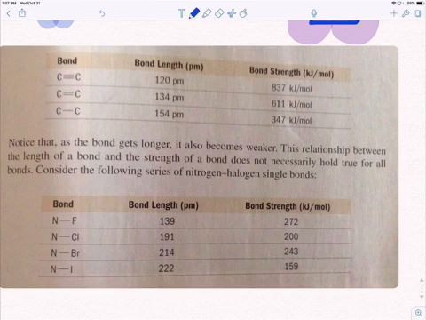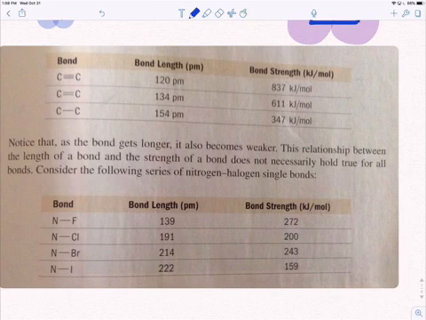But of course, what would class be if I didn't say something and then just contradict myself right after? And that's what I'm going to do right now. There are some exceptions to the rule here. So if you see here that we have nitrogen bonded with fluorine, chlorine, bromine, iodine. Here are the bond lengths. The bond lengths increase, but the bond strengths don't seem to have anything to do with the bond lengths at all.